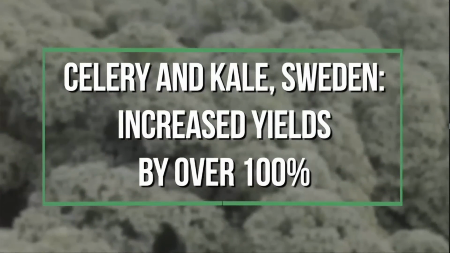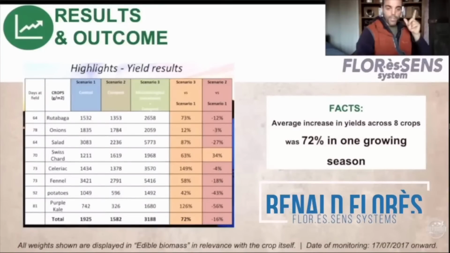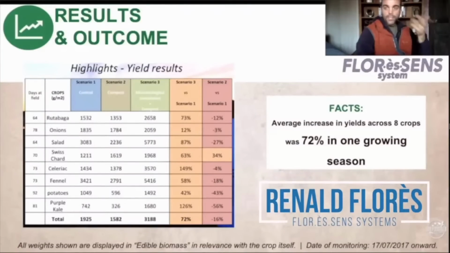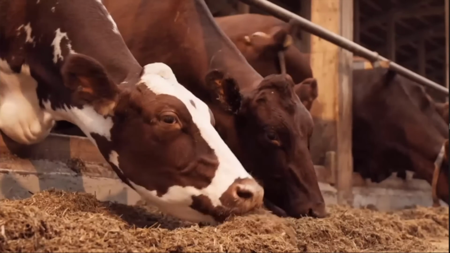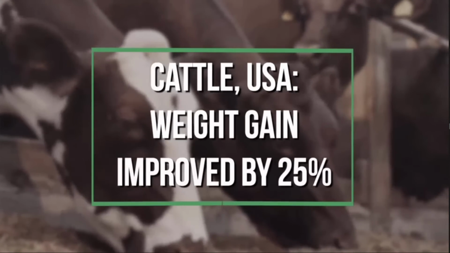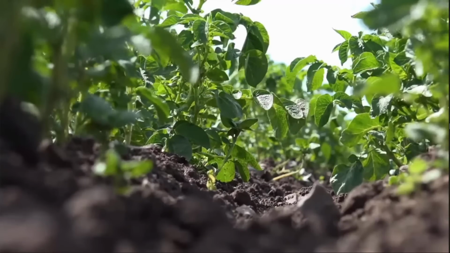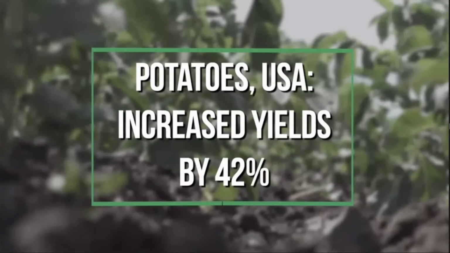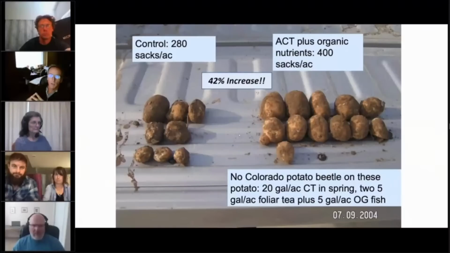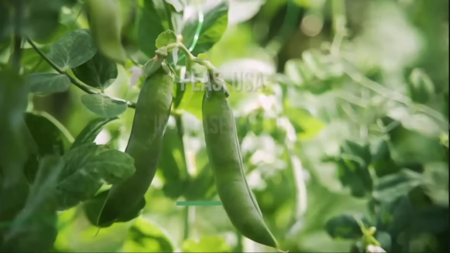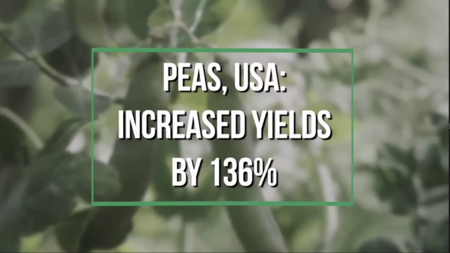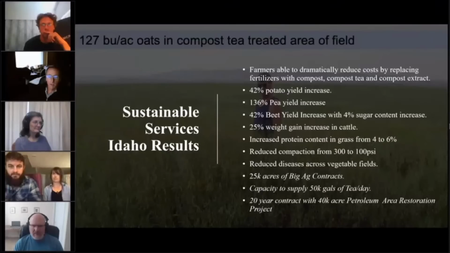If you just take a few of those examples, you can take celery or you can take kale, you can see that we reach over 100% of yield increase. Basically, the weight gain again was like 25% or more. The only complaint they got was the client wasn't used to obviously baling as often because the crop is growing so much better and so much healthier. They went from 280 to well over 400 sacks an acre. So that's 42% increase, which is really impressive. I mean, dollars and cents wise, that's a big jump. The PEs were really amazing. They were really aggressive with some of the PE projects. 136% increase, that's pretty impressive.